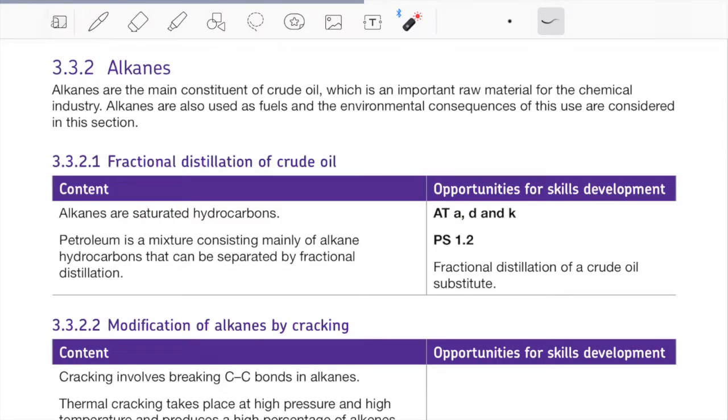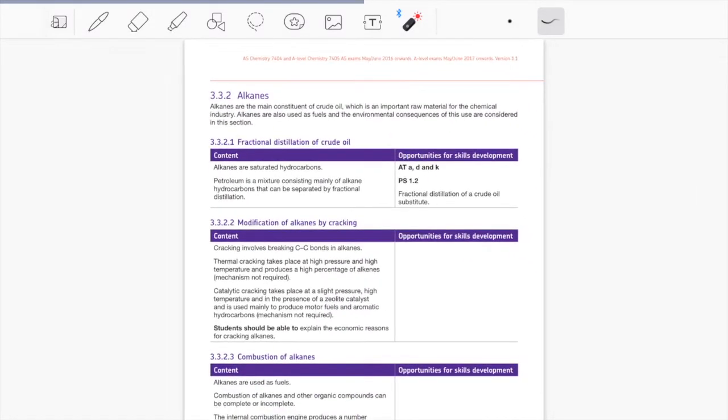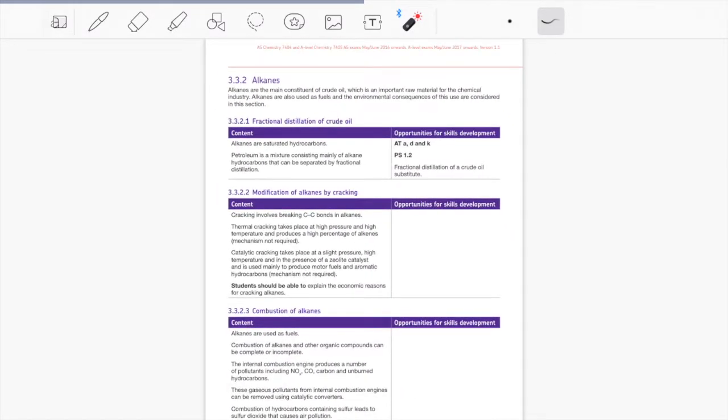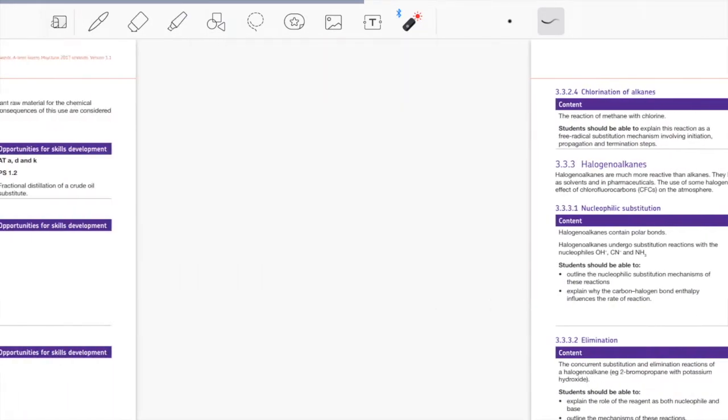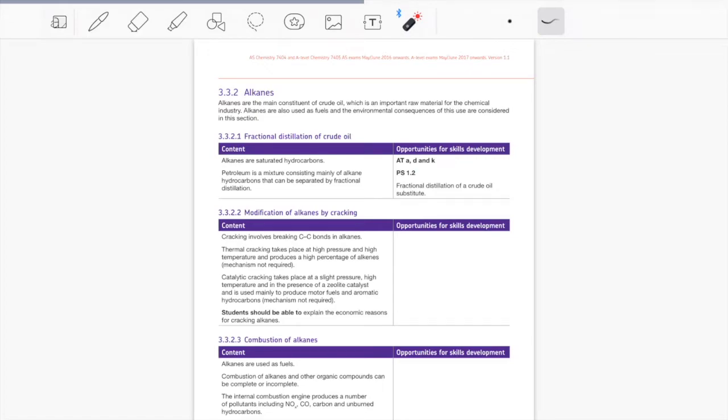Okay, so we're looking at a chunk of the alkanes topic today. What I've got in front of me right now is the specification. If I zoom out slightly so that you can see it, this is most of it. If I turn over, it's split into three parts: fractional distillation, cracking, and combustion.